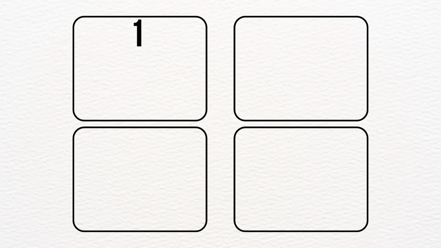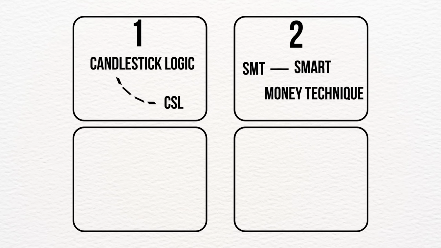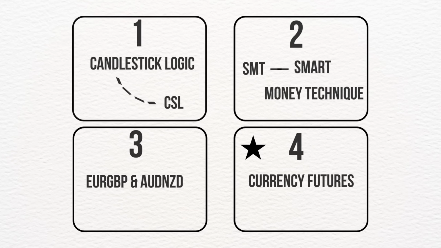So I'll be going over 4 different ways. First one is candlestick logic, or CSL for short. Then we have SMT, which stands for smart money technique. Then we've got EURGBP and AUDNZD. We can use those two currencies to determine relative strength. And lastly, my personal favorite is the currency futures, which I will go over towards the end of the video.